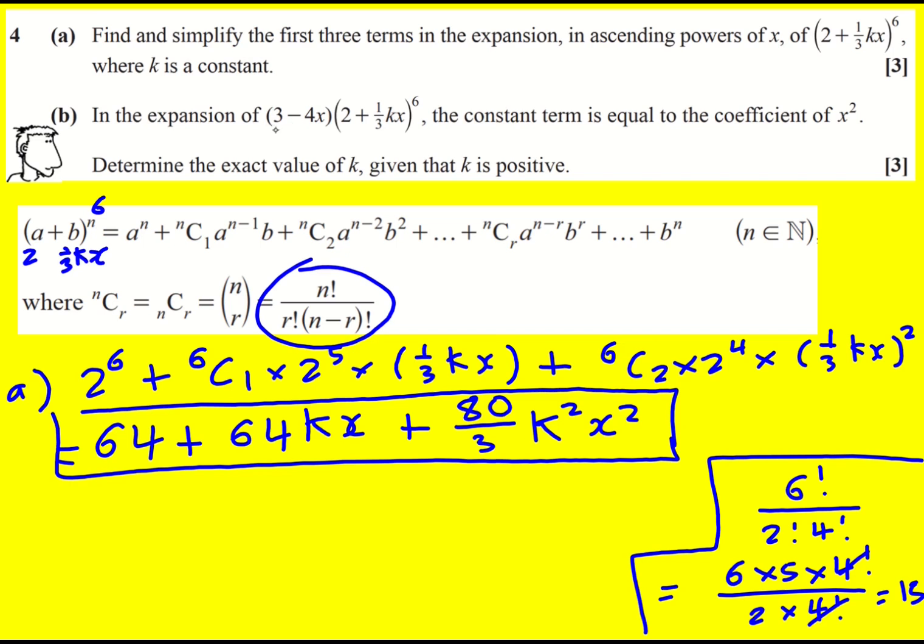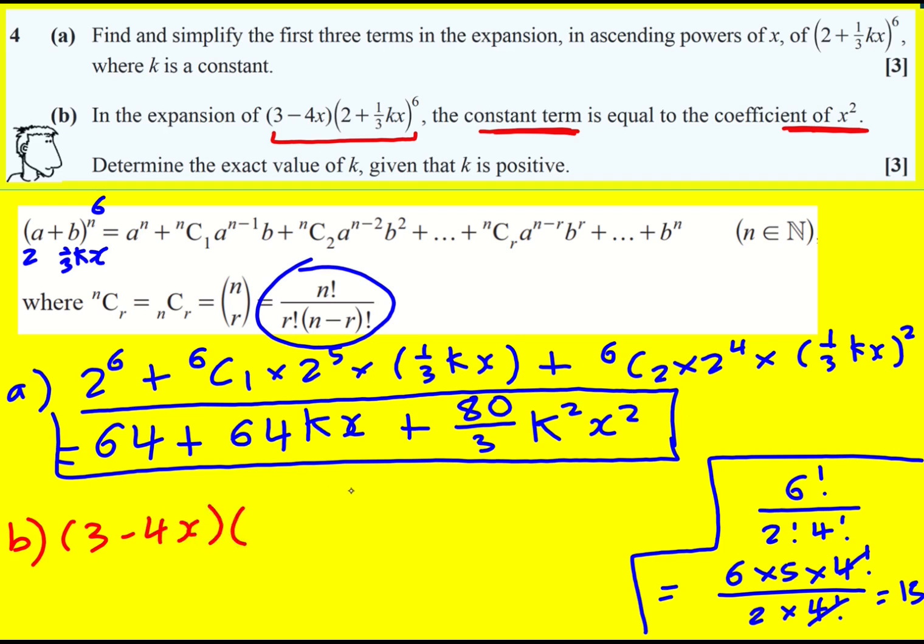All right, we're then told in this expansion, the constant term is equal to the coefficient of x squared. Determine the exact value of k given that it's positive. So I've got 3 minus 4x, and I'm going to be timesing it by, do you know what? I'm going to take the first three terms. It's kind of hinted at that in part 1.